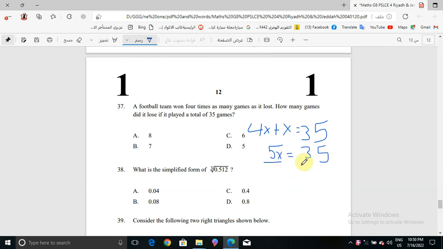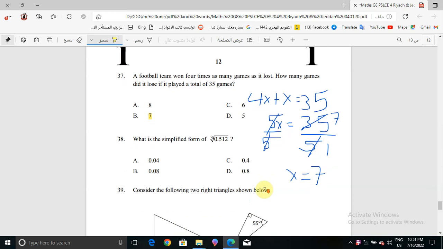That means we will divide both sides by 5 to find the value of x. Then here by 5 it is 1 and here 35 divided by 5 will be 7. So x is equal to 7. So that means the answer for question number 37 will be choice B, which has the answer of 7.